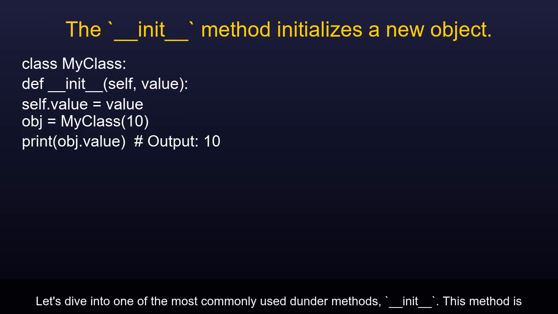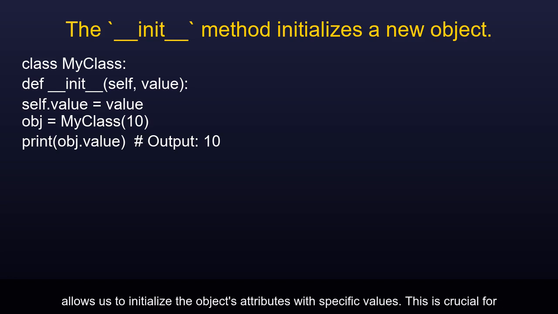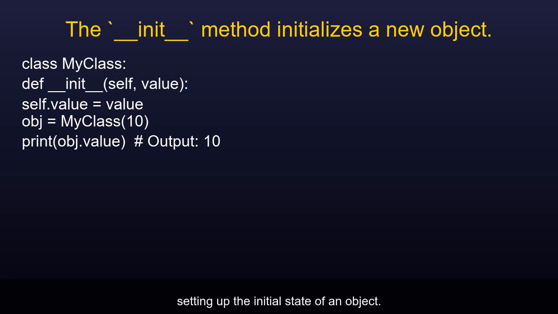Let's dive into one of the most commonly used Dunder methods, __init__. This method is the constructor of a class and is called when we create a new instance of a class. It allows us to initialize the object's attributes with specific values. This is crucial for setting up the initial state of an object.